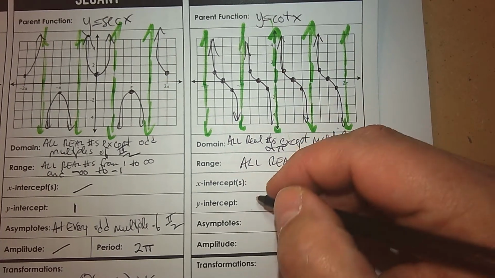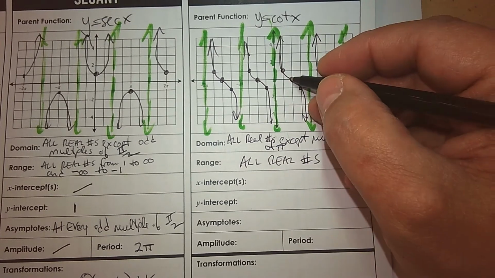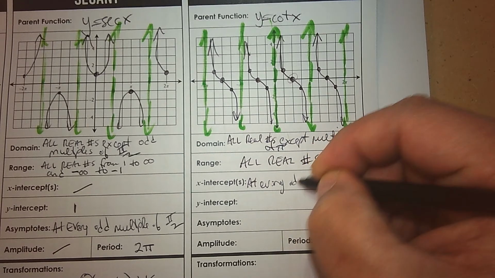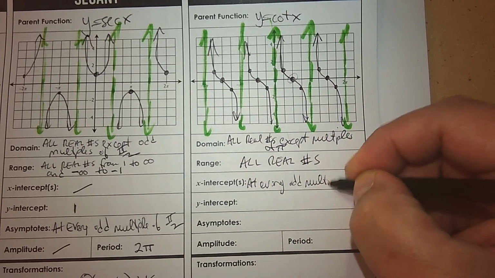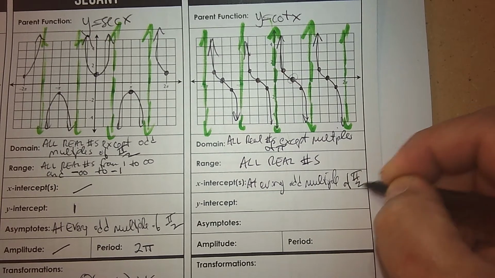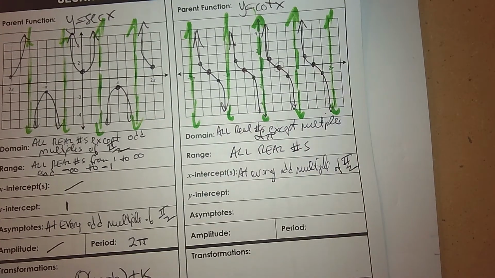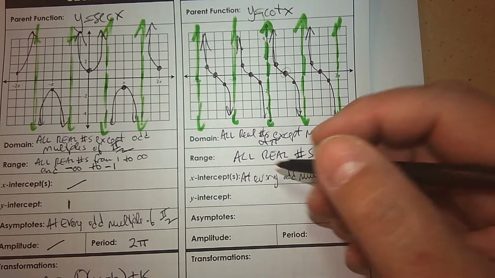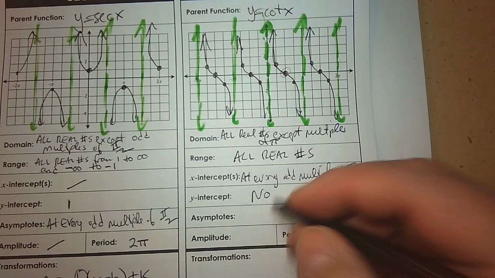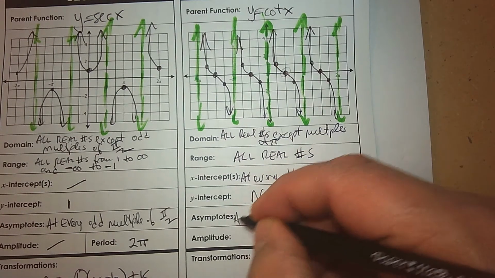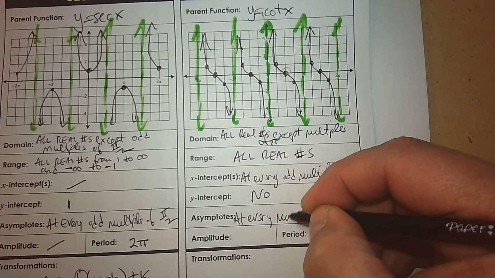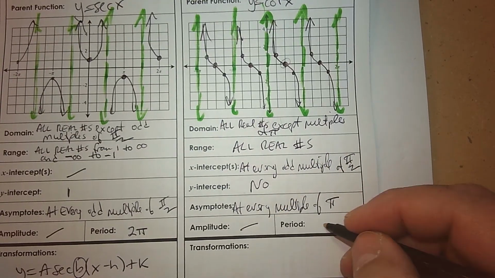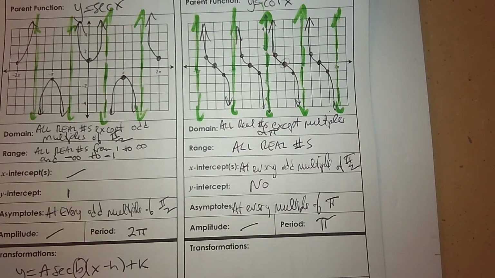There's a bunch of x-intercepts. So at every odd multiple of pi over 2, there's an x-intercept. It crosses the x-axis at every odd multiple of pi over 2. There is no y-intercept. Asymptotes are at every multiple of pi. There is no amplitude. And the period for cotangent is pi, just like tangent.